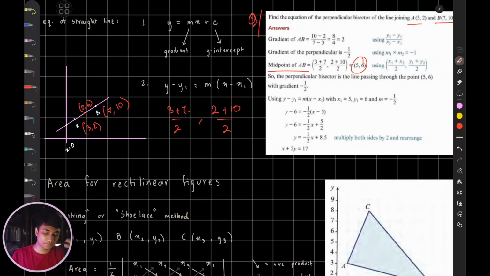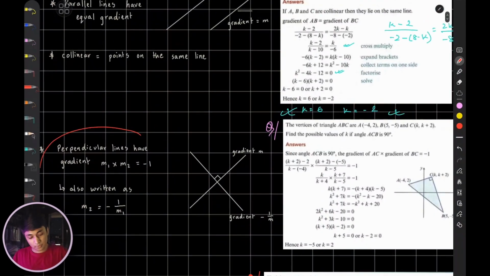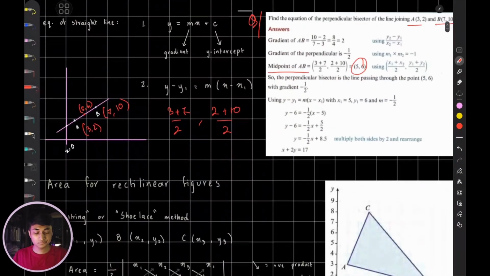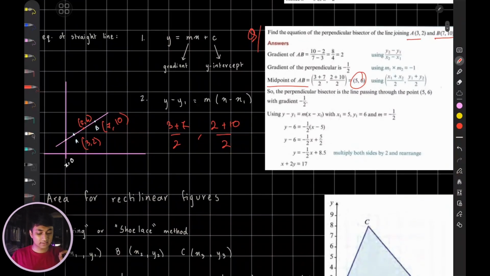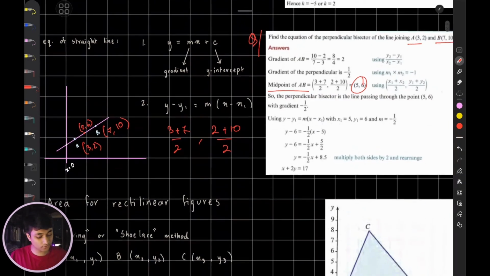We know the coordinate, right? Now we need to find out the gradient of the line. How do we find out the gradient of the line? We need to use the idea of perpendicular line equation. What is it? It says that the gradient between AB, if you multiply that with the gradient of the perpendicular line, it is going to give you -1. So I can say that the gradient of the perpendicular line is going to be the negative reciprocal of AB. Of what? AB.